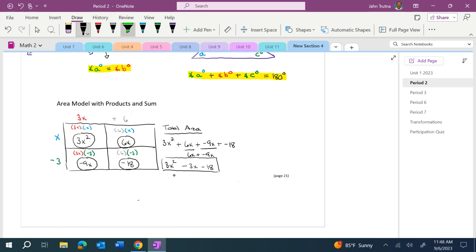Okay, and that, if you recall, that 3x squared minus 3x minus 18, that is what we refer to as the area, the sum. This part right here is what we refer to as the sum of the area. Okay, then that is equal to what we refer to as the product of the area.